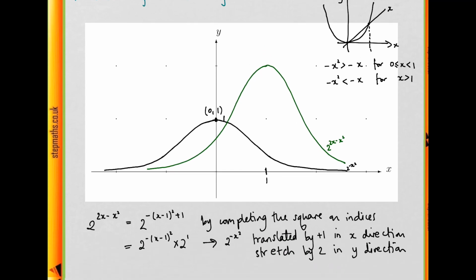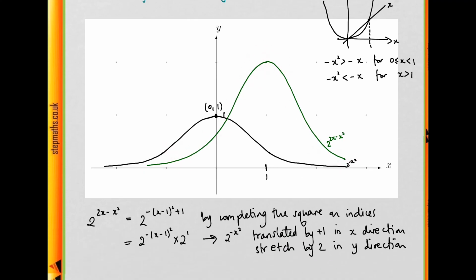And because we know that we got this graph by translating 1 to the right, the x value of this point is 1, and we've stretched by 2 in the y direction, so now this is twice as tall as this one, so this y value is going to be 2. And so the stationary point of this is (1, 2).